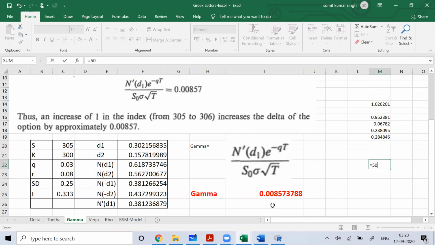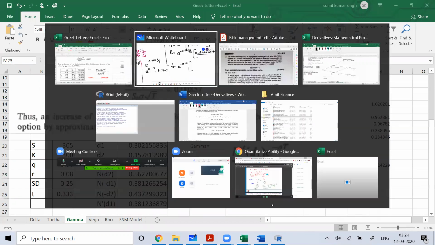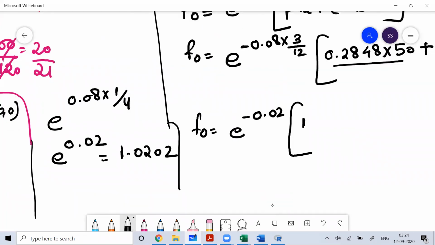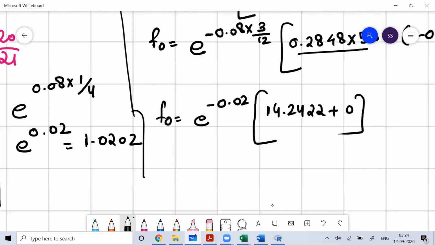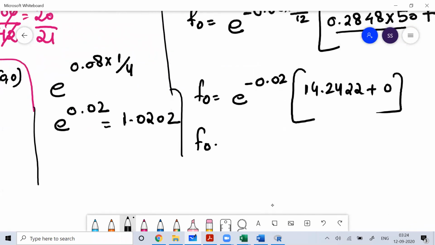So into 50. So 14.2422. 14.2422 plus 0, because 0 multiplied with anything is 0. So this is the value of f naught.